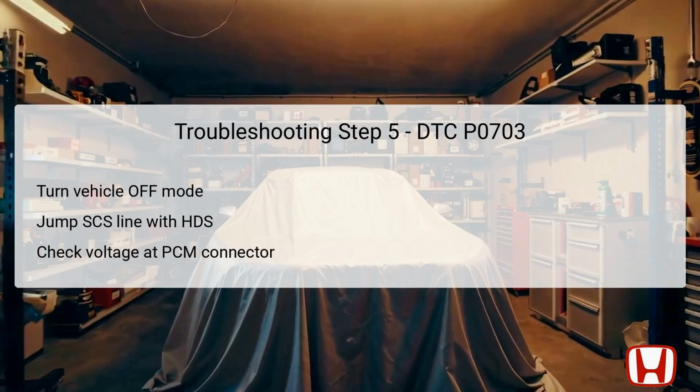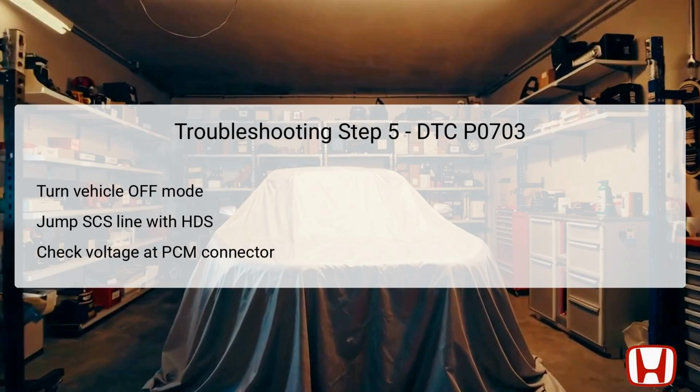In troubleshooting step 5 for DTC P0703, ensure the vehicle is in off mode to begin. Use the HDS to jump the SCS line and wait a minimum of 1 minute for proper execution. After waiting, disconnect the PCM connector A and proceed to connect terminals A and B at the brake pedal position switch 4P connector using a jumper wire.